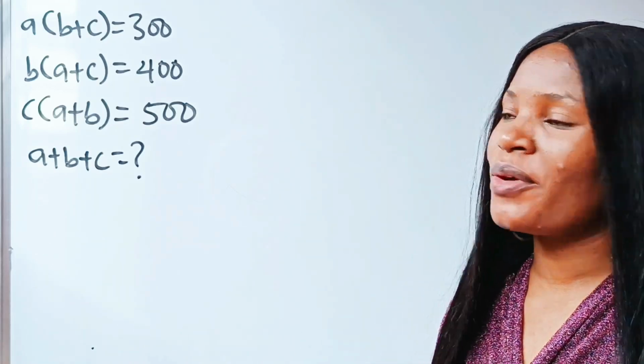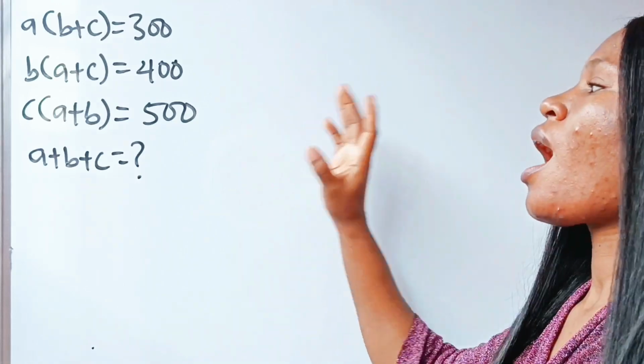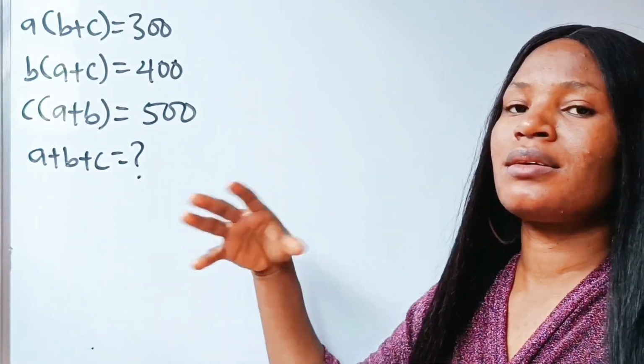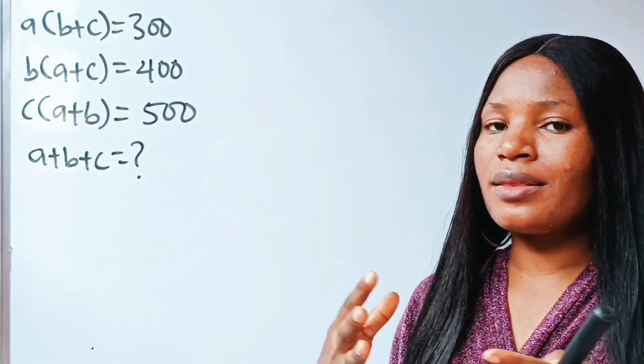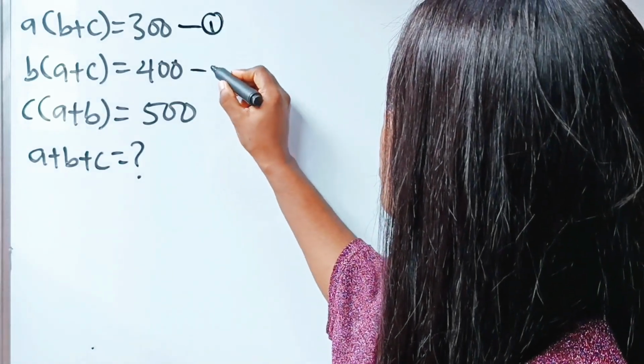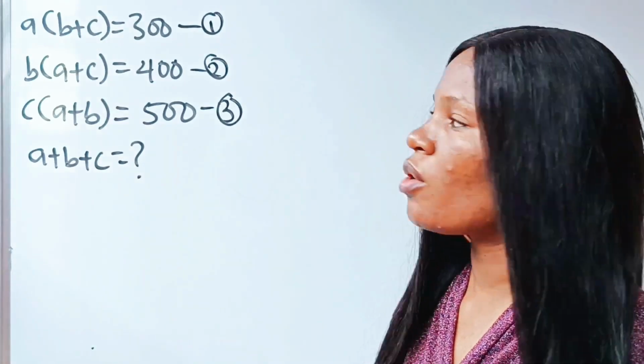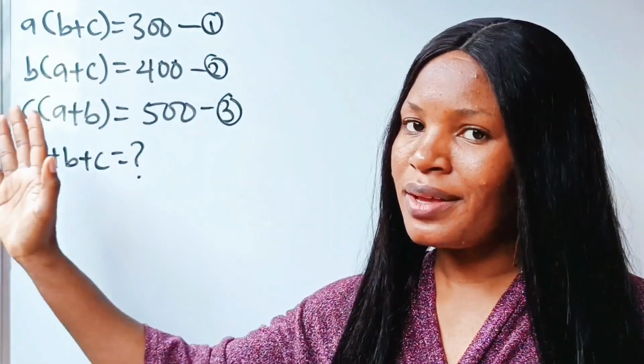Let's get straight to the point. These three equations are given to us, and we are asked to solve for A, B, and C. First, let's call this equation 1, this equation 2, and this equation 3. Now we are going to expand first.